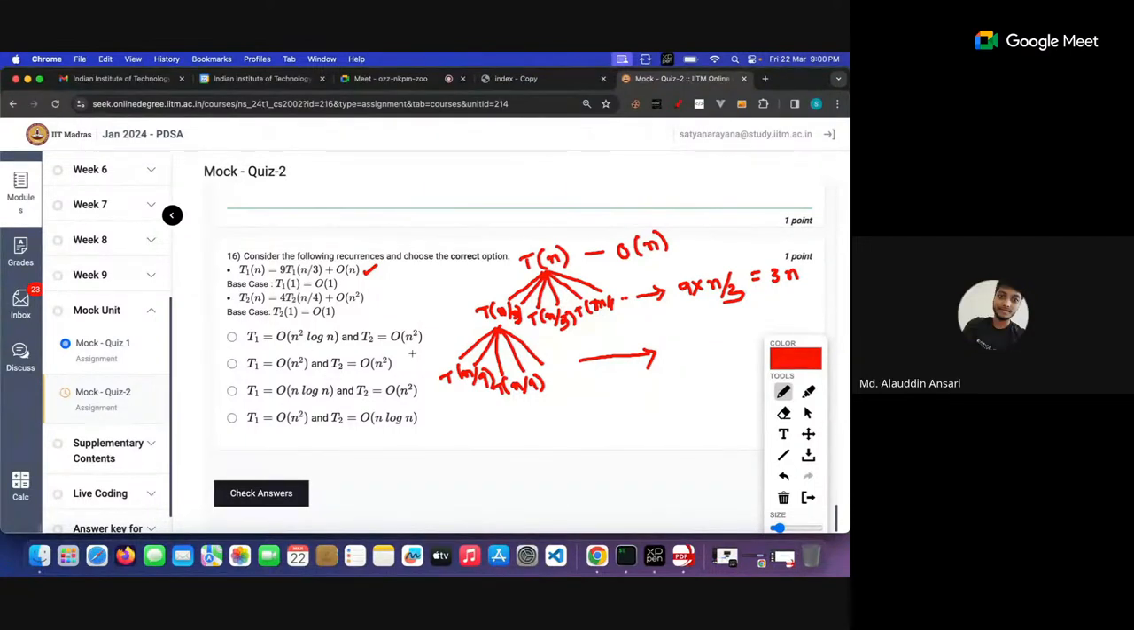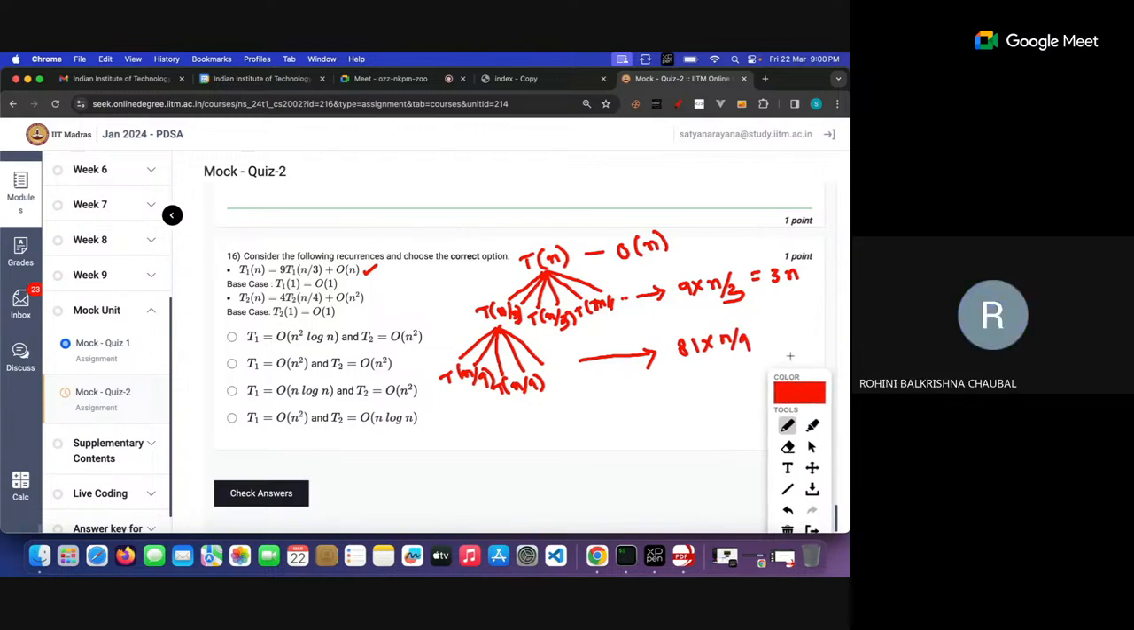And we have this 9 times also, for each n by 3. So it should be 9 into 9 into n by 9, so that is 81 into n by 9. Is it right? Right. So finally, charting this one, we can say that it is 9n. My question is, this n to 3n, 3n to 9n, is it increasing or decreasing for every sub-level you are going?